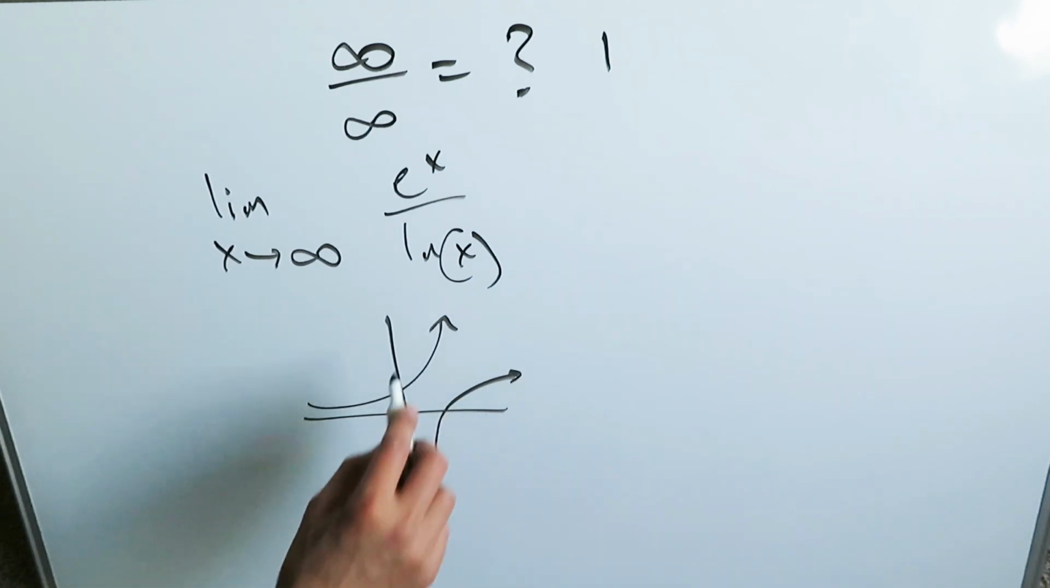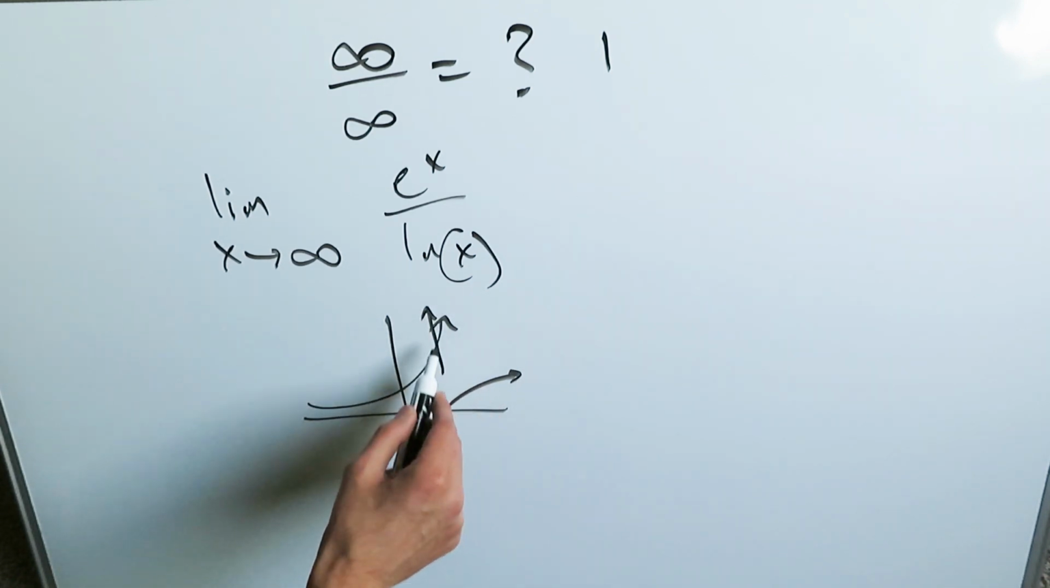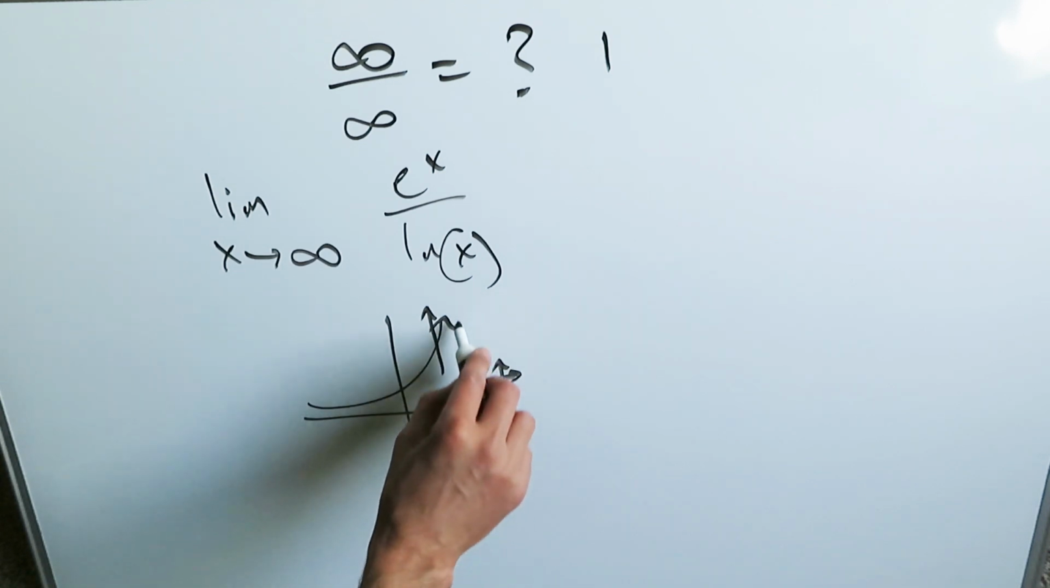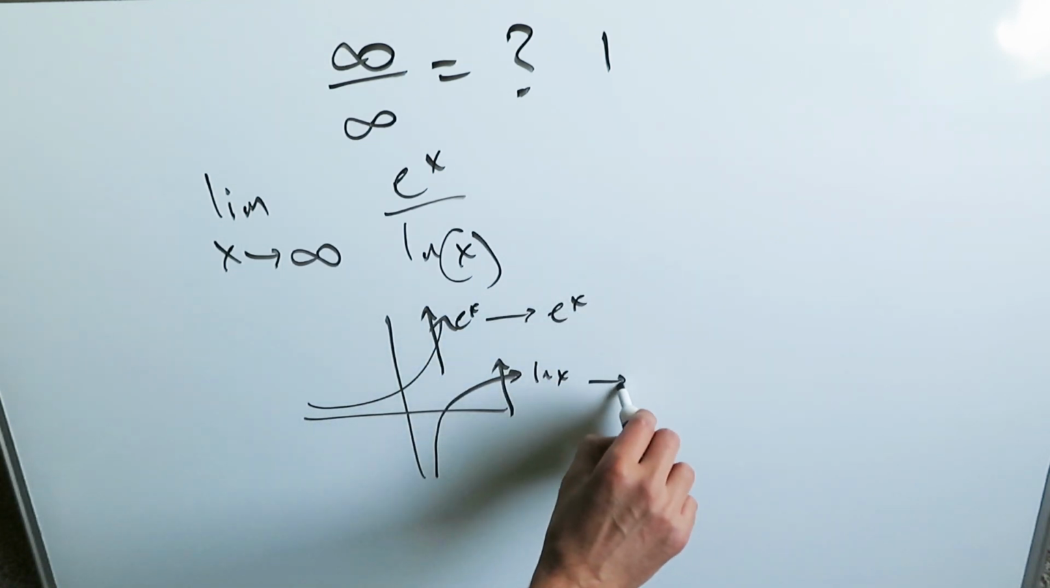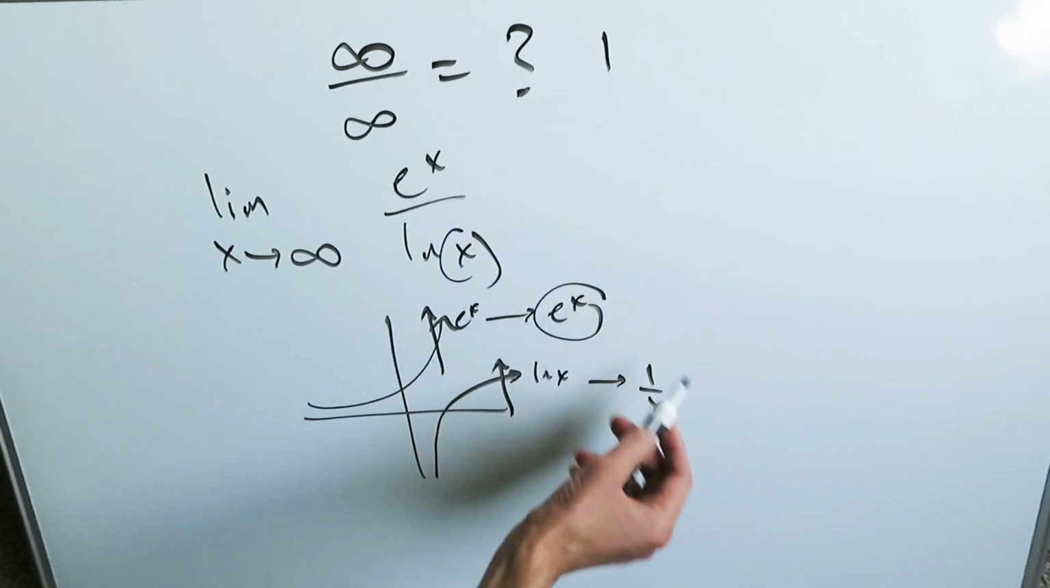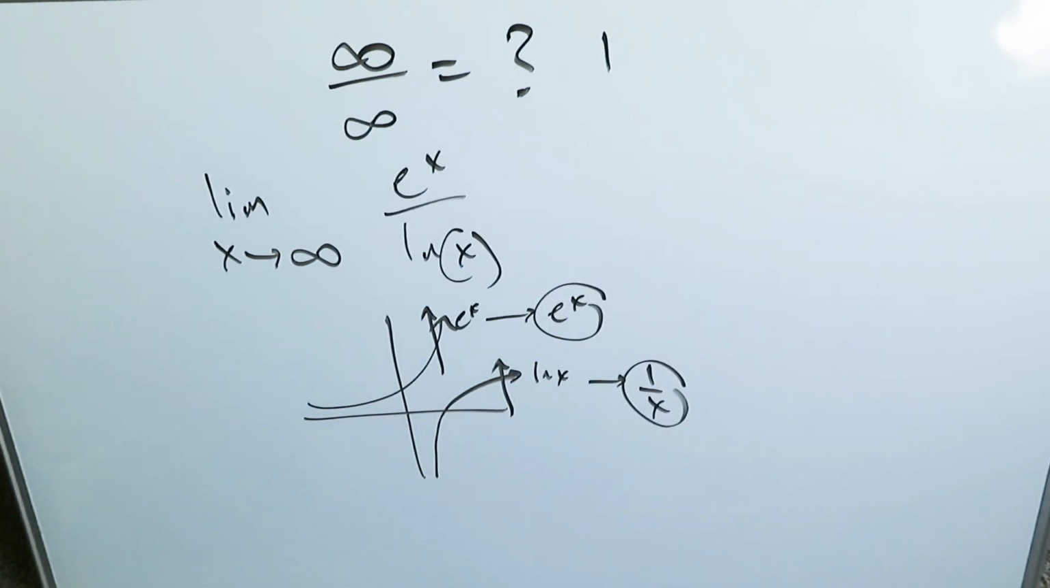As x is approaching infinity, exponential is arriving at infinity much faster than the natural log. Here's your exponential, here's your natural log. The derivative of this is e to the x, the derivative of this is 1 over x. The rate of change of exponential is much faster than the rate of change of natural log.